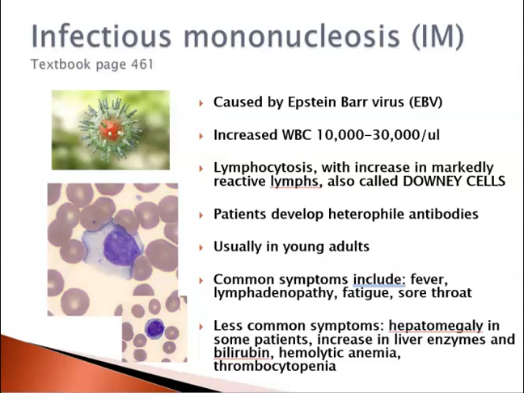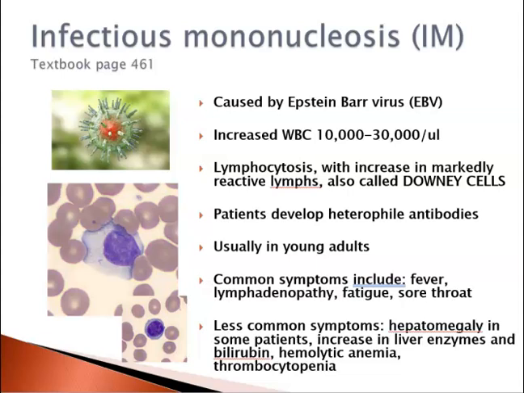It's caused by the Epstein-Barr virus, and we usually see an increase in our white blood cell count with this condition. We usually see an increase between 10,000 to 30,000 white bloods per microliter. Remember, our normal white blood cell count is between 4,500 to 11,000 white blood cells per microliter. In infectious mononucleosis, we usually see lymphocytosis, which is an increase in our lymphocytes.